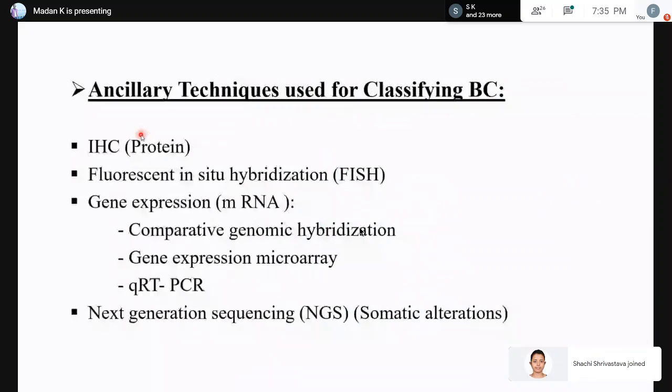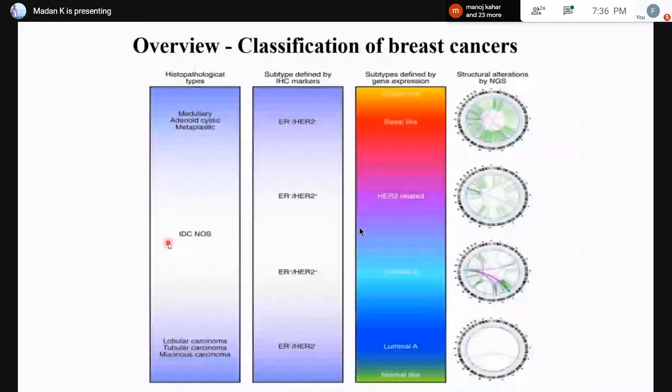So for molecular classification, there is a certain set of ancillary techniques. The most commonly and widely used being IHC, and then we have FISH and gene expression assays, either by comparative genomic hybridization, gene expression microarray, or quantitative PCR, and finally NGS. With these available ancillary techniques, this is how breast cancers can be classified.